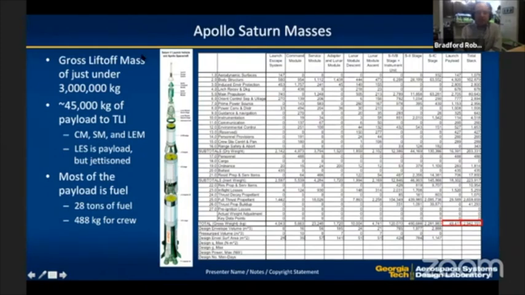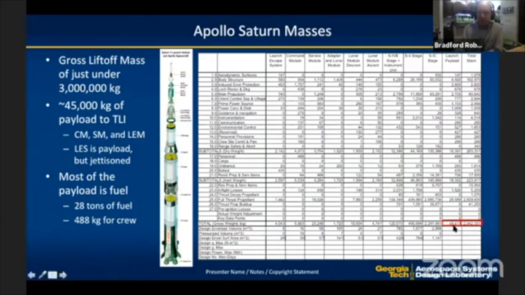And then I wanted to talk about, say, the Apollo Saturn masses. So this was interesting, right? I hope all of y'all can see this. So this was just under 3 million kilograms for the total stack, everything launched. This is all from a document called Apollo by the Numbers that actually is very interesting. It has all the detailed information for each of the Apollo flights.